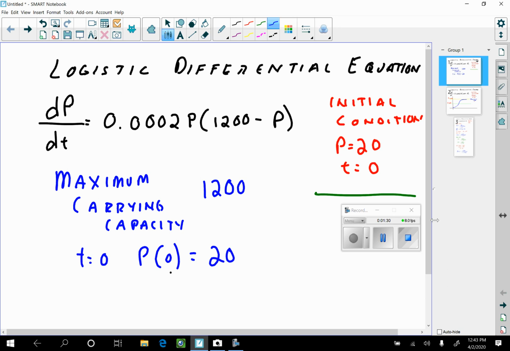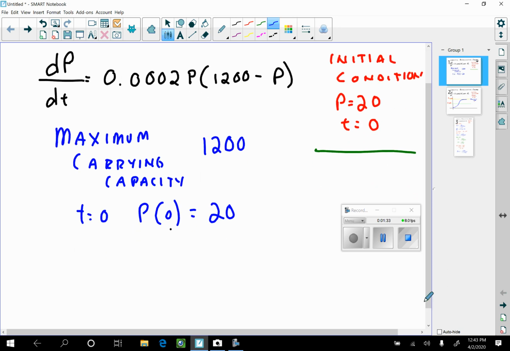And what else do we know about this differential equation? With respect to the growth model, we had a video about that, and we're going to have another video on this. The growth model has a point of inflection at 1/2 the maximum carrying capacity. So we're going to have this inflection point when the population is equal to 600. Those are the three things we really need to know to graph the population model.